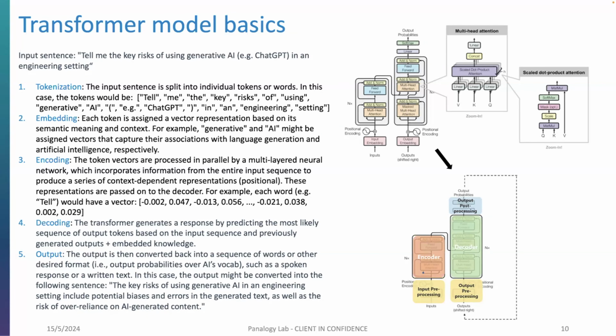And then I pass it through over to the other side to generate some contextually appropriate response based on input encodings and maybe some post-processing as well. So maybe I end up with some sort of sentence. The key risks of using Gen AI include personal biases and errors in the generated text, as well as the risk of over-reliance on AI-generated content. It's not bad. It's okay. Very basic sort of example, but that's basically what is going on at a very high level.